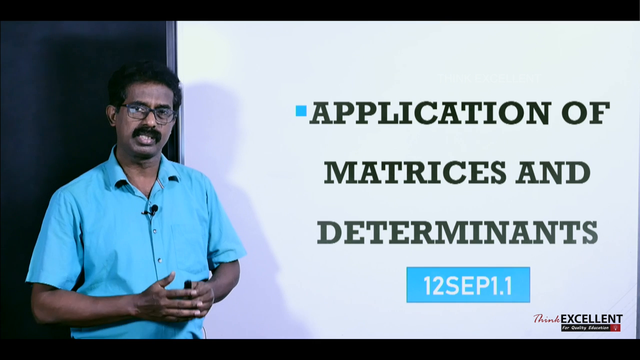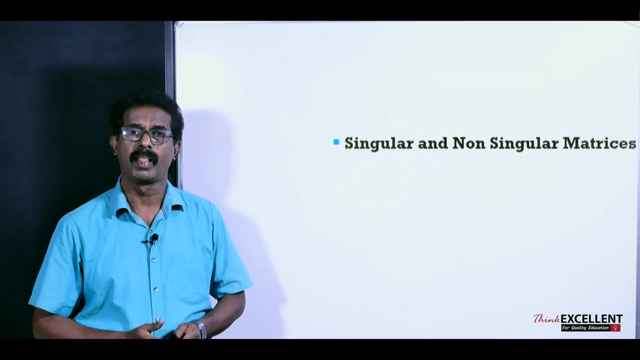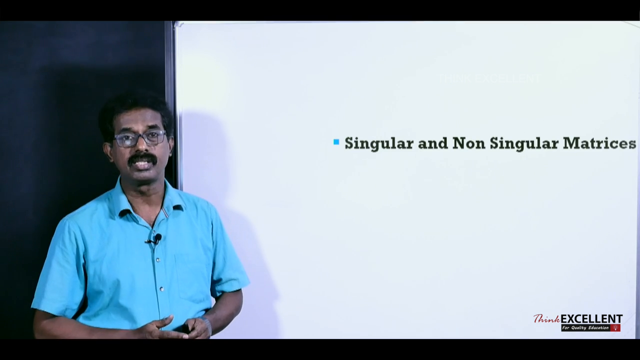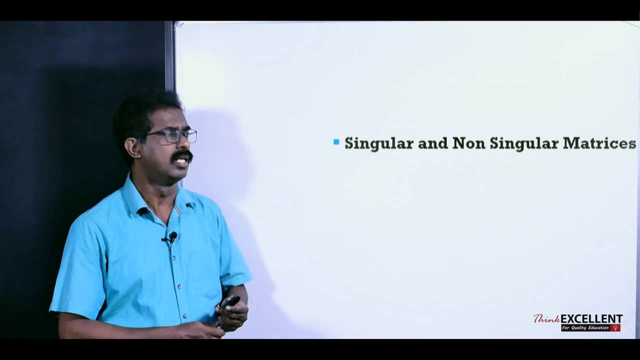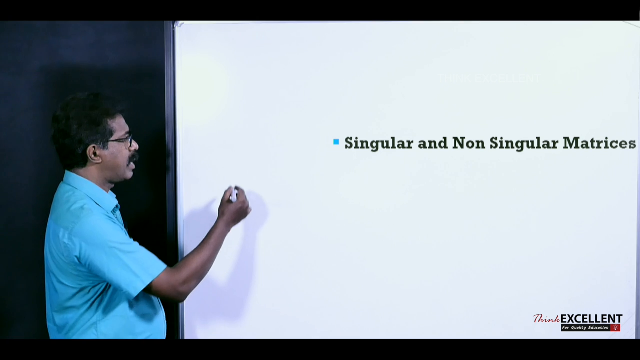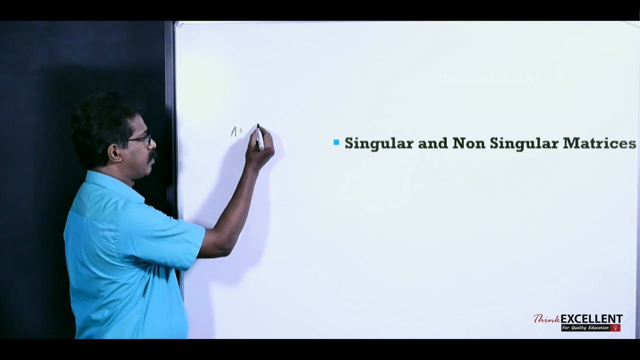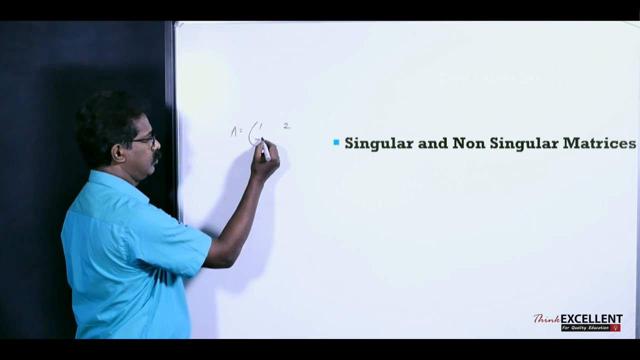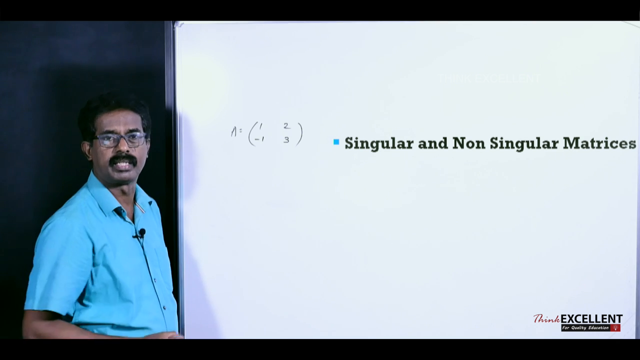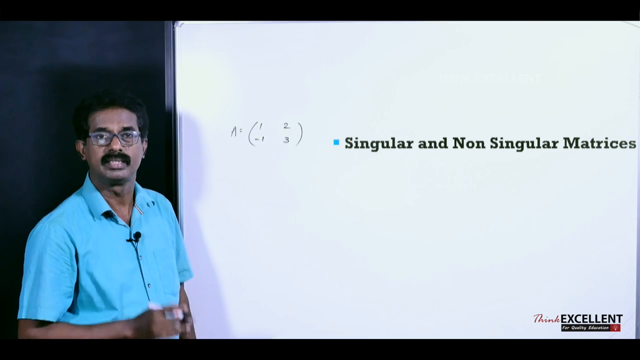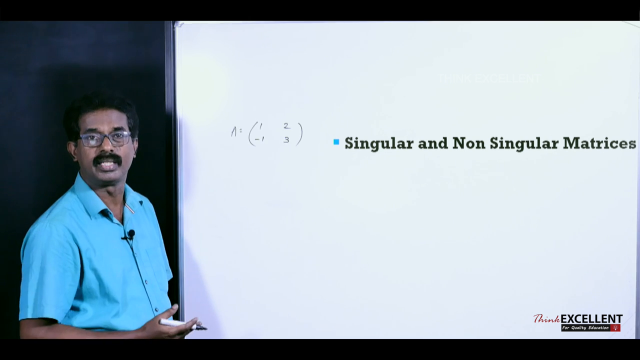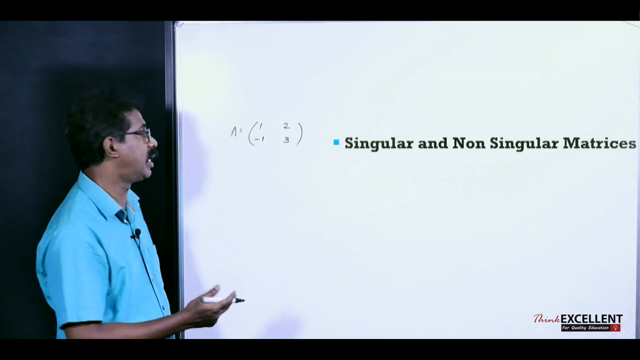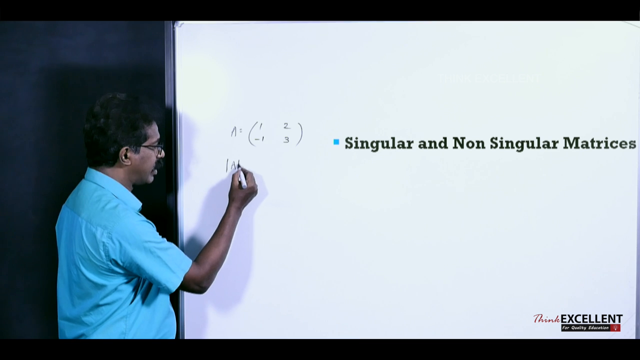So for that, first what you have to study here, singular and non-singular matrix. What is singular and non-singular matrix? Listen, suppose a square matrix is given. Suppose A is a square matrix. We want to check whether it is singular or non-singular. With this matrix, you cannot do anything. You convert it into a determinant. You write determinant A, find out.